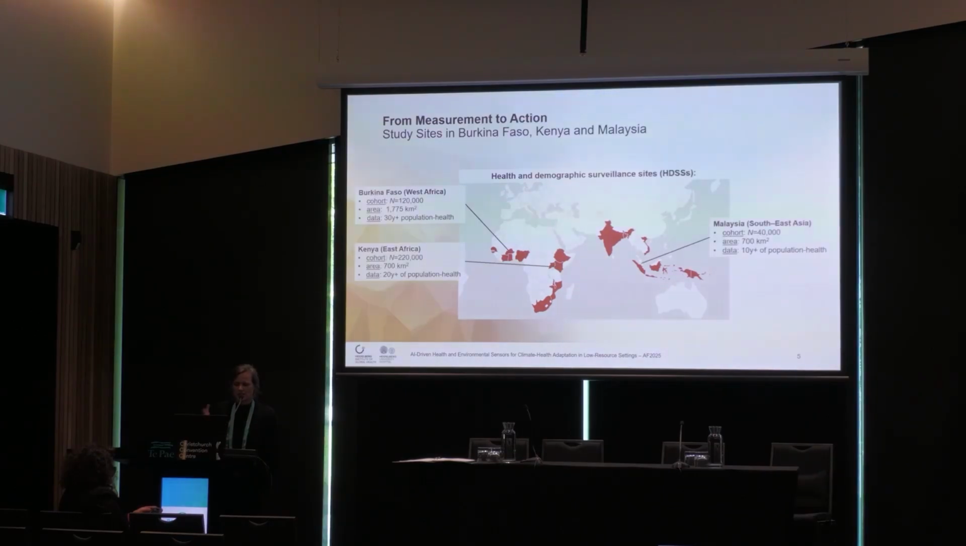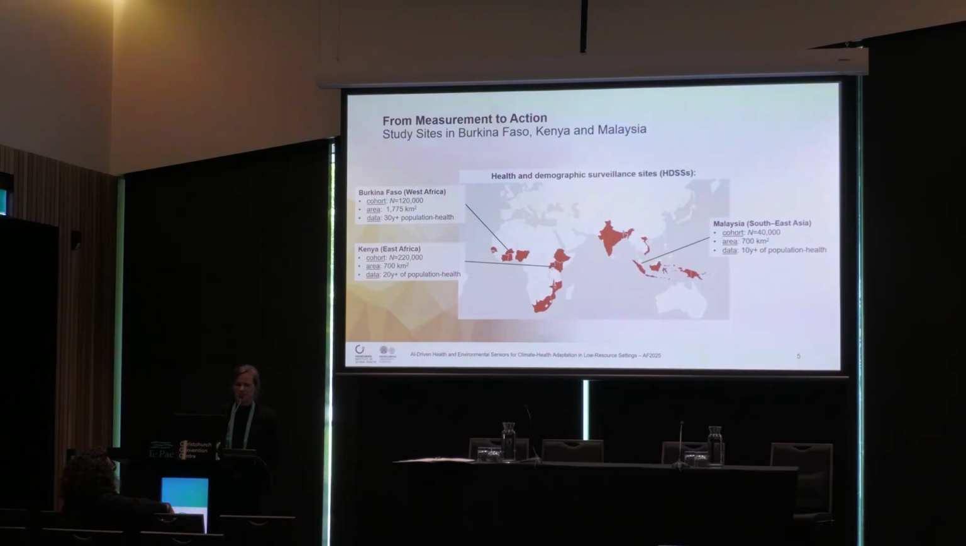So where are we doing this research? We are doing it currently in 3 sites. 2 are in Africa, one in Burkina Faso, one in Kenya, and the other is located in Southeast Asia, in Malaysia. We are doing this research in existing populations that are under surveillance. In Burkina Faso, for example, it's a population of over 120,000 people that are regularly under surveillance. In Kenya, it's over 220,000, and in Malaysia, it's 40,000.